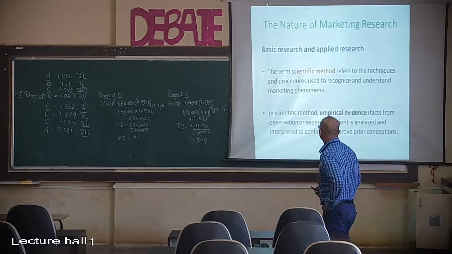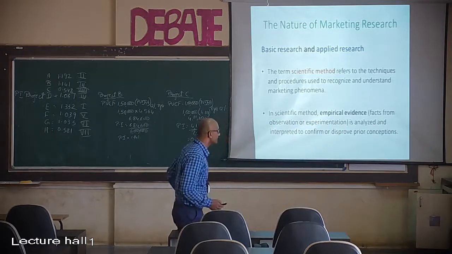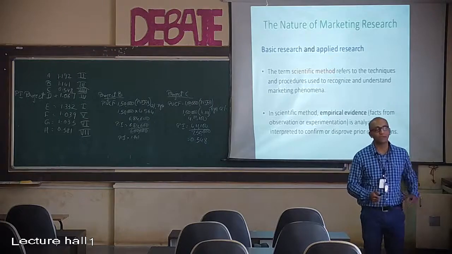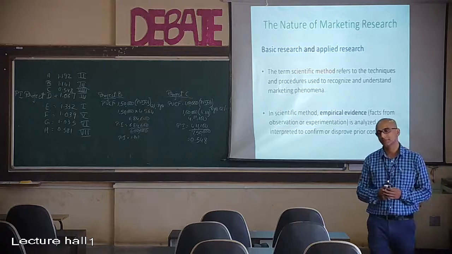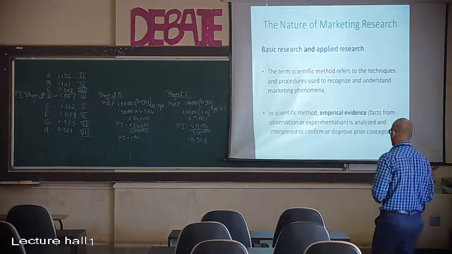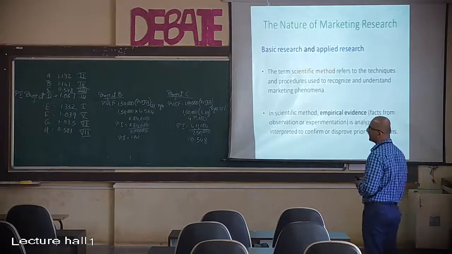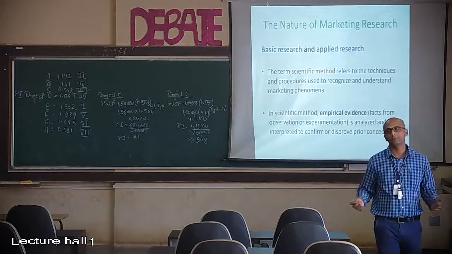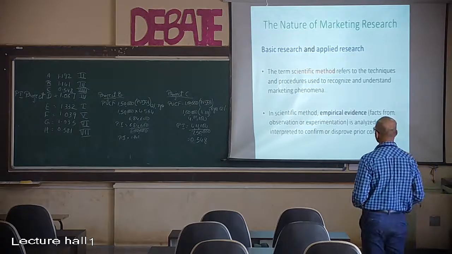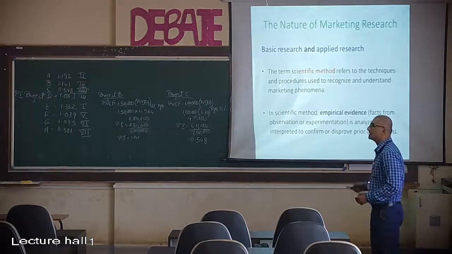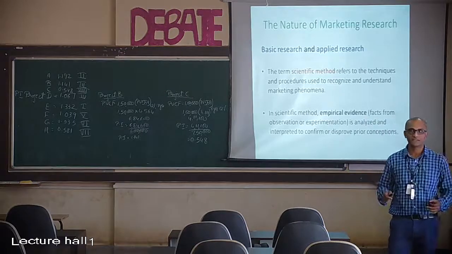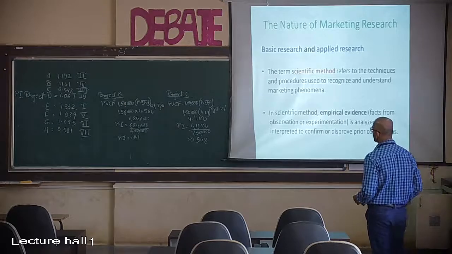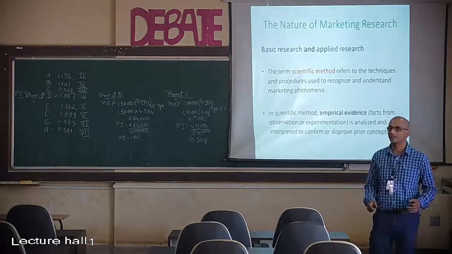The term scientific method research refers to the techniques and procedures used to recognize and understand the market phenomenon. Scientific method is always a very systematic method used by companies. Whatever findings you get from marketing research, you need to back up using scientific methods. For example, sampling has to be done in a systematic manner, and there are different methods of sampling. You need to adopt one such scientific method. Whatever you find out from marketing research has to have proper backing from science. Therefore, scientific method refers to the techniques and procedures used to recognize and understand the marketing phenomenon.